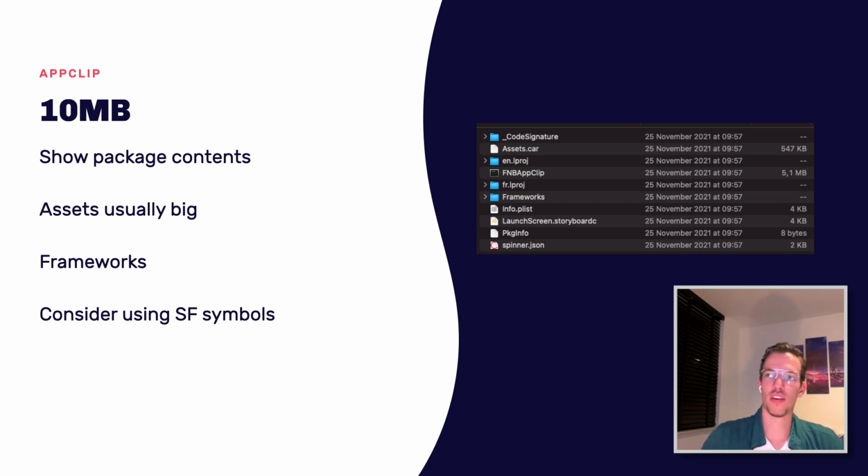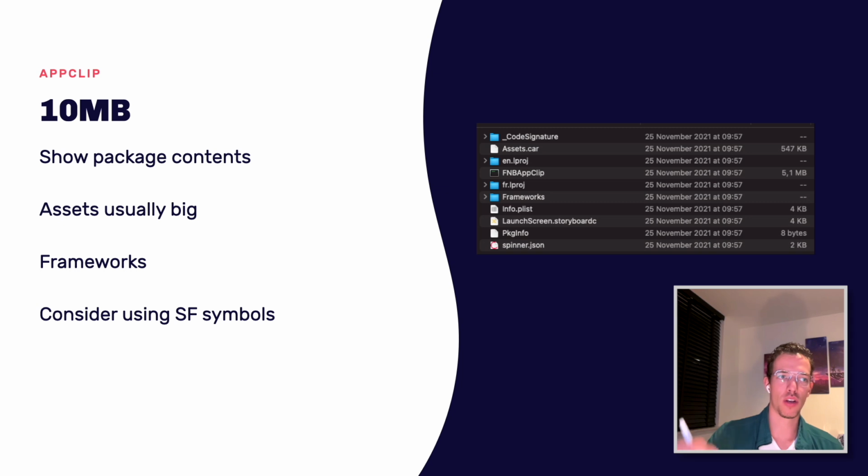In the assets, as you can see here on the right side, all my assets together are 547 kilobytes, so it's very small. But my frameworks, unfortunately you can't see here, but the app was 9.5 megabytes. Just the code alone is 5.1, so you can determine it's like 4.3 megabytes of frameworks. That's quite a lot, almost 50% of the AppClip.